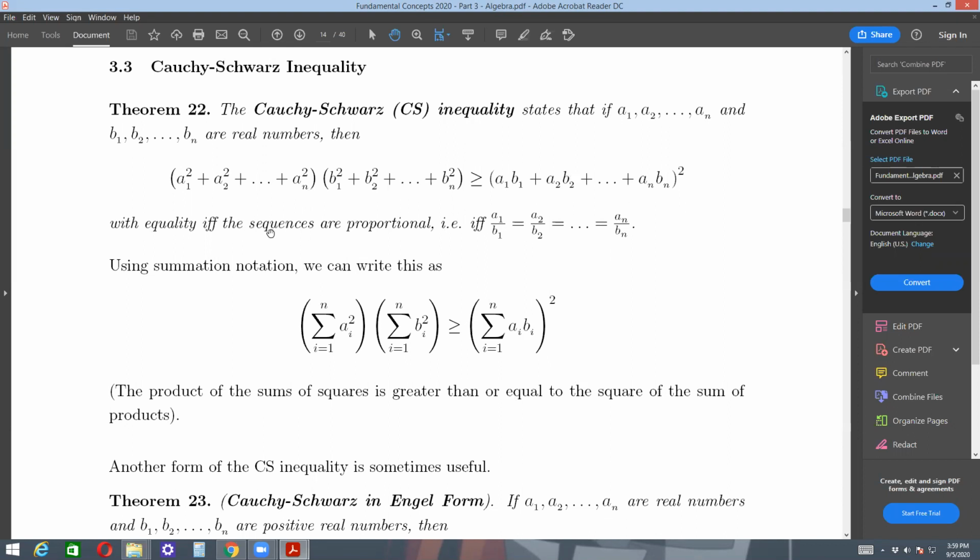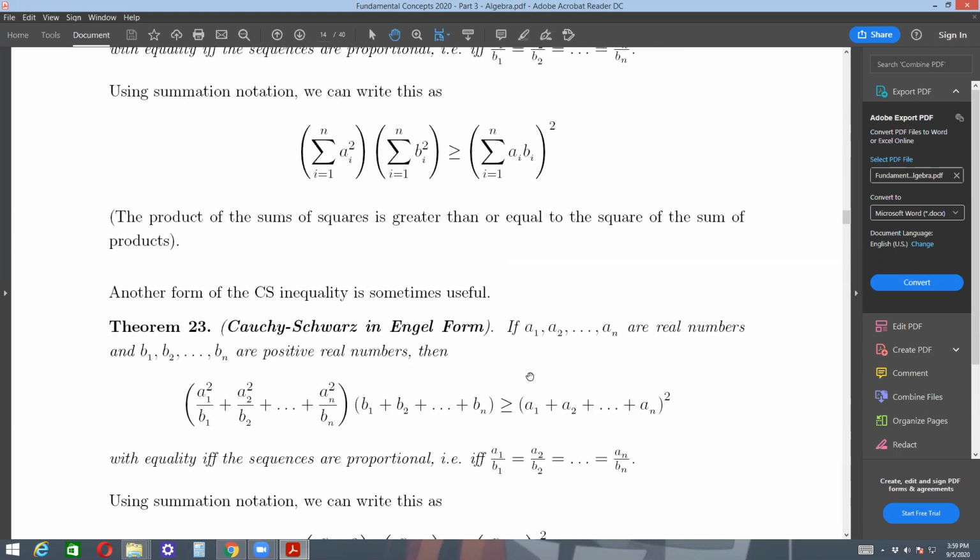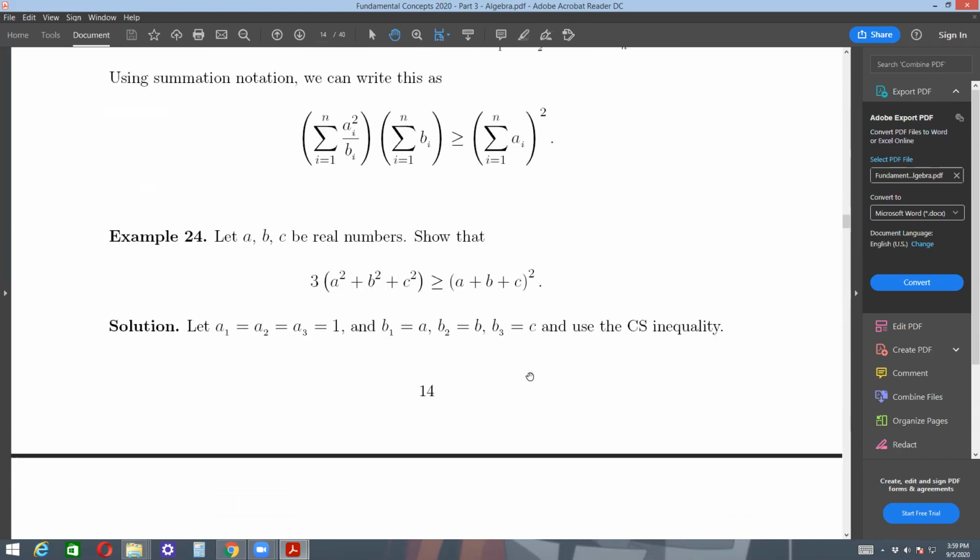Note that you have equality here if and only if the sequences are proportional, meaning that the ratio of a1 to b1 is the same as the ratio of a2 to b2 and so on. They don't have to be the same sequences, but it must be the same ratio. For example, if a1 is twice b1, a2 is twice b2 and so on, then this would be equal. Let me show you an example of that before we look at the other form.